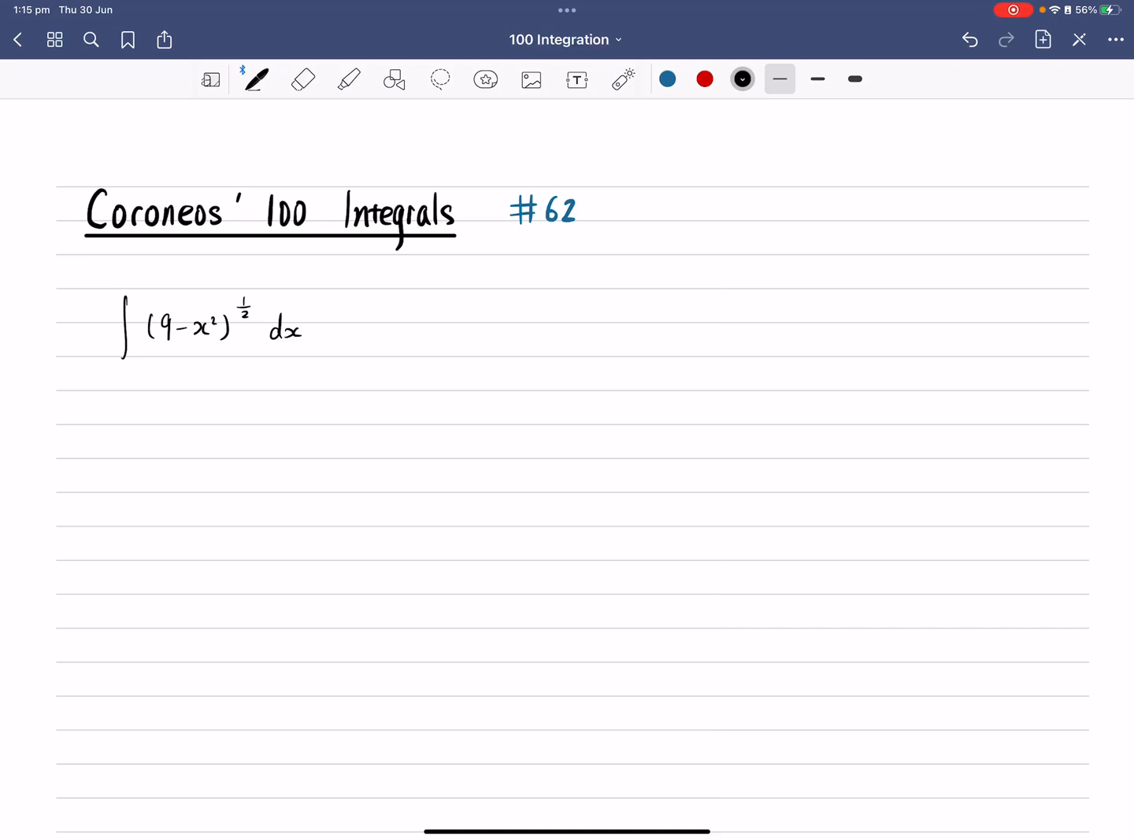Okay, Coroneos 100 integrals, number 62. All right, so for this question here, we need to integrate 9 minus x squared to the power of half. Now, this is unfortunately not a definite integral here.